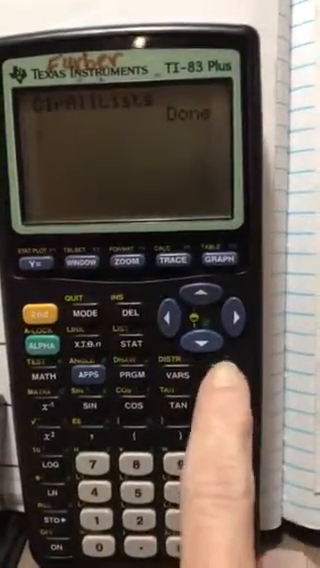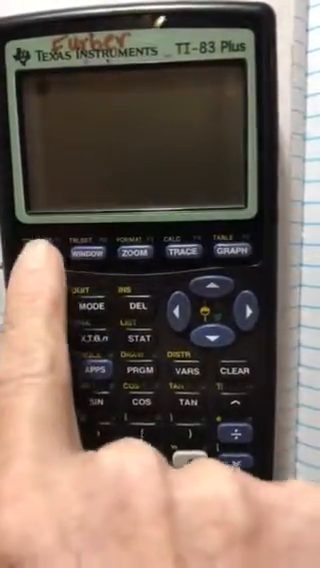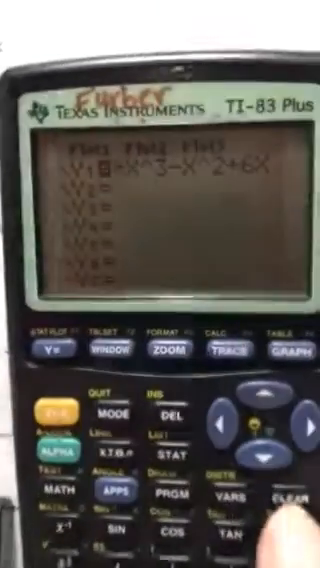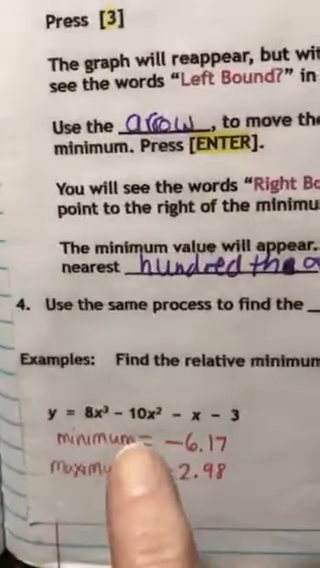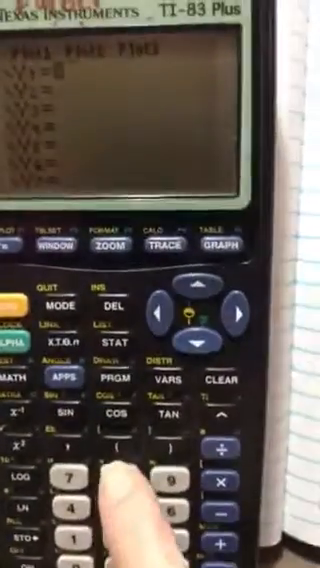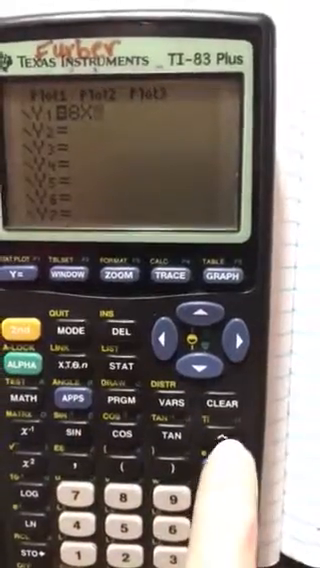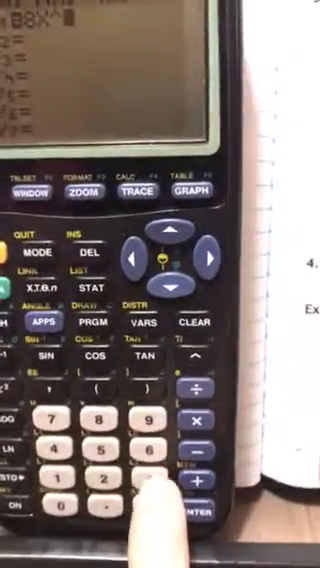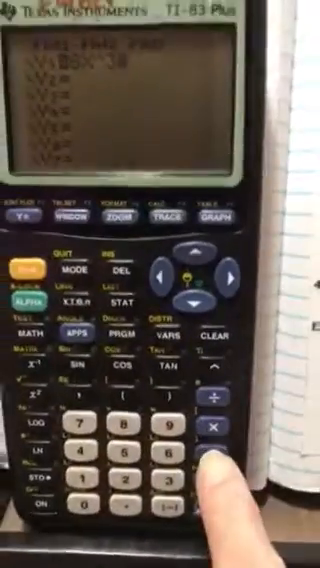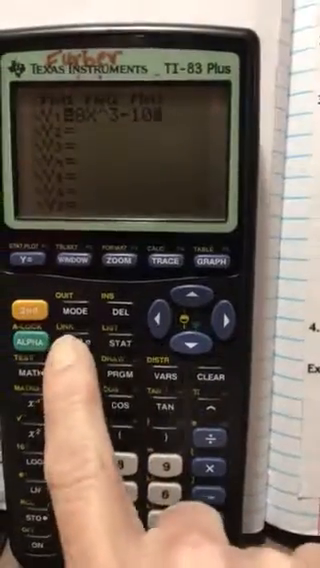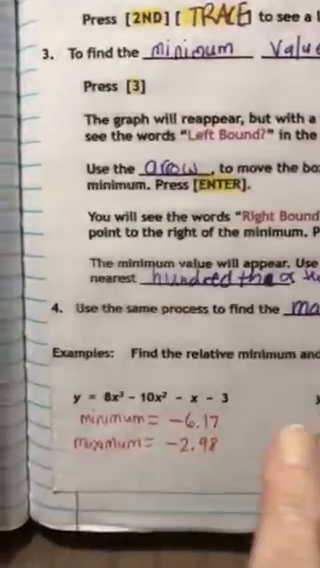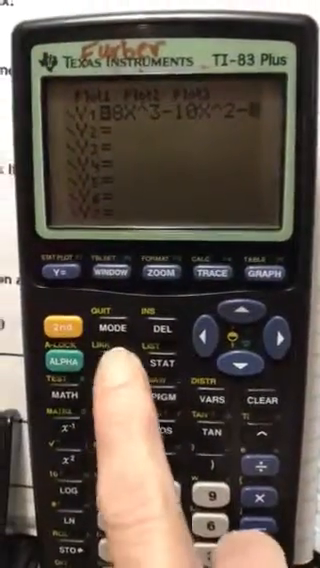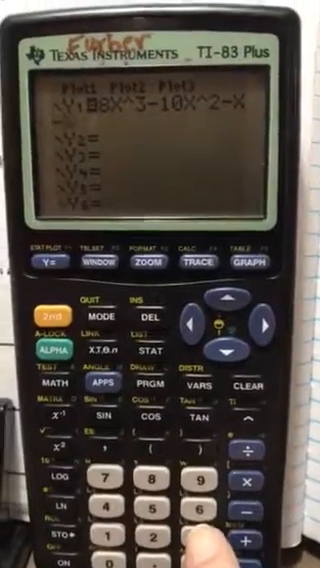And it says done. Okay, and now remember I just did a previous example. So when I go to y equals, my other function is in there. So I'm going to want to push clear and get that out of there. Okay, so now I'm going to enter in this function. So 8x cubed. So 8x, and then remember to do the exponent, I do the caret button and the 3. And then minus 10x squared, and then minus x and minus 3.